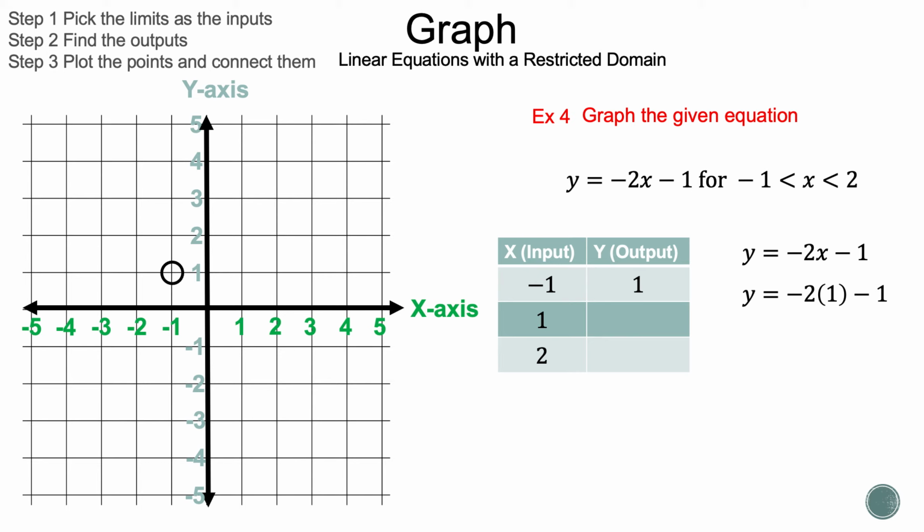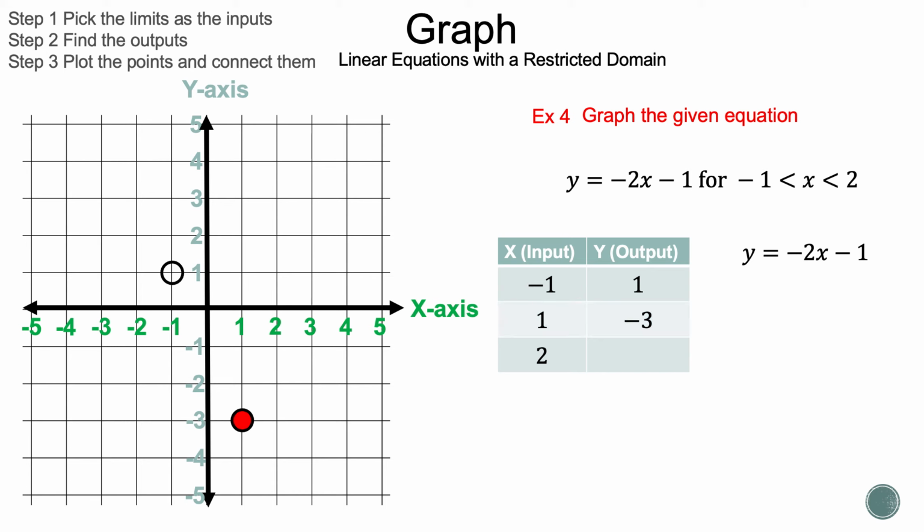Substitute 1 into the equation for the variable x. So now we have negative 2 times 1 minus 1. And negative 2 times 1 is negative 2. Now we have negative 2 minus 1, and that gives us negative 3. Put that value into the table. Now we have the point 1, negative 3. Let's go ahead and plot that point. As you can see, the point is filled in, and the reason why is because our input value 1 is in between our 2 restricted values, or between the 2 limits that we have on the equation.